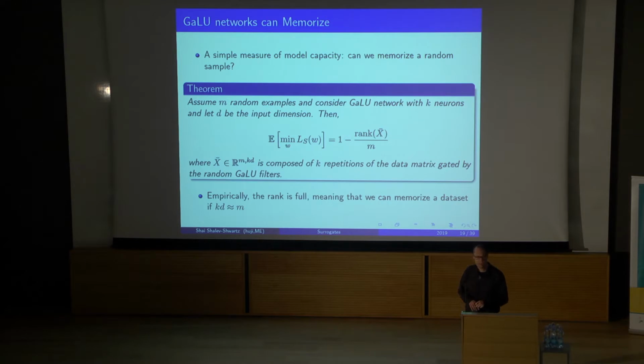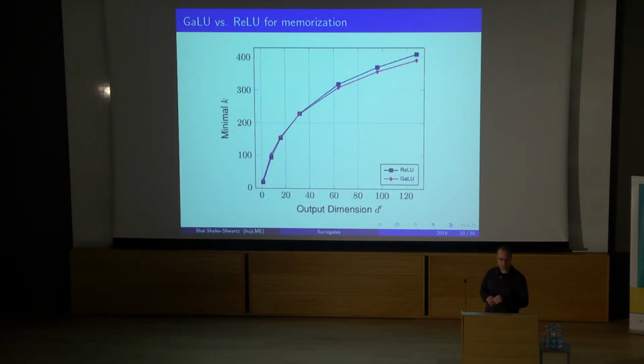So what we see here is that GaLU networks are actually almost optimal in terms of their ability to memorize samples. Why? Because the optimal thing that you can have is something that will reduce error as a function of the number of parameters. Here the number of parameters is exactly k times d, and we get exactly the behaviors that we want. So this is very nice, and it actually behaves exactly like this in practice.